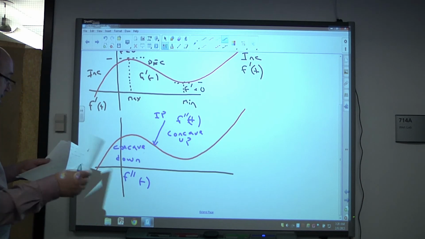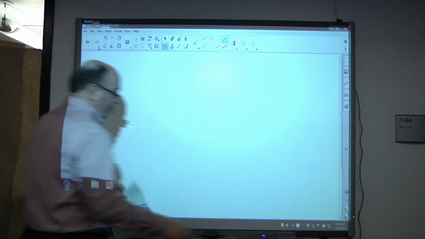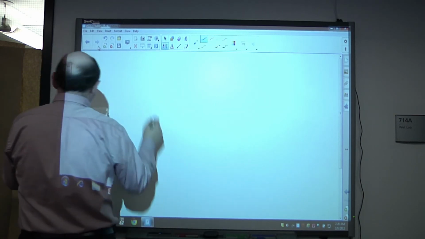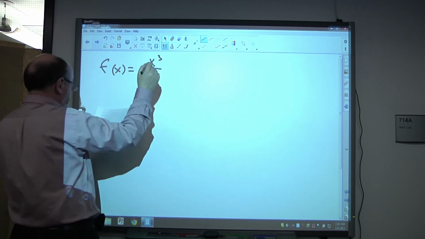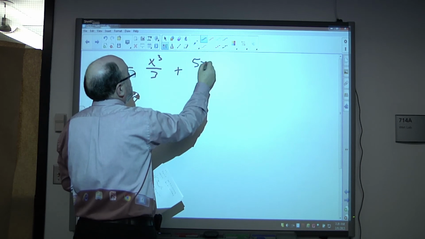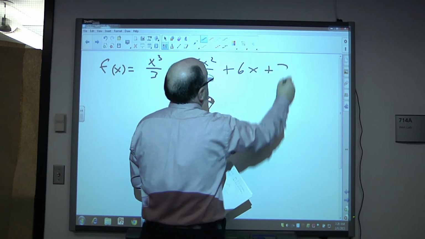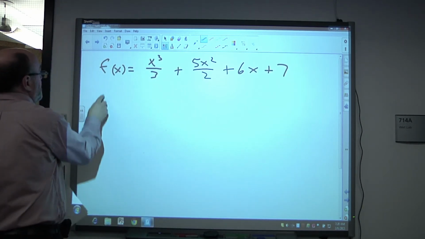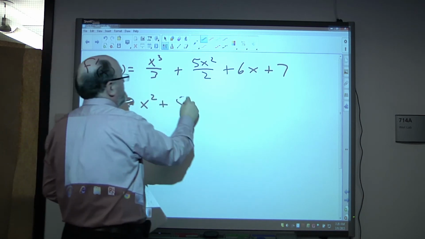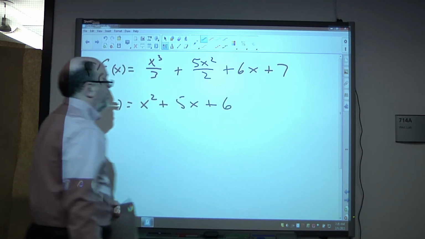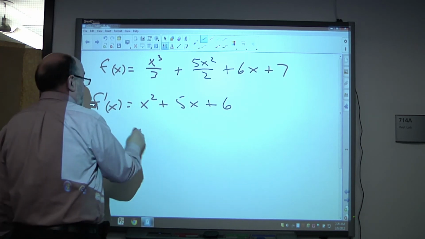So let's look at an example in terms of how this works. So for example, f of x is equal to x cubed over 3, plus 5x squared over 2, plus 6x plus 7. So first derivative test, we take our first derivative, f prime. Well, this will be x squared plus 5x plus 6. Right?